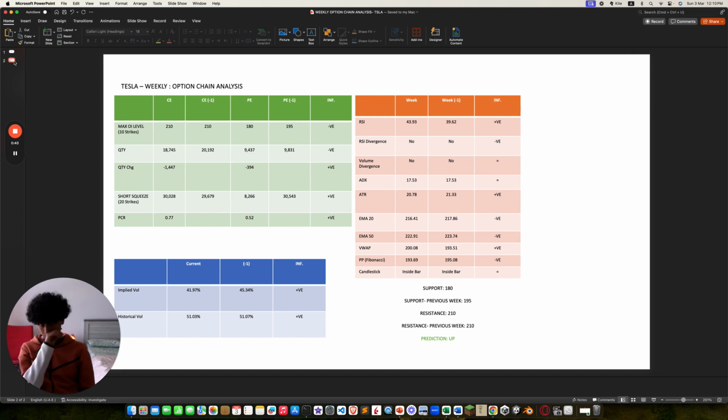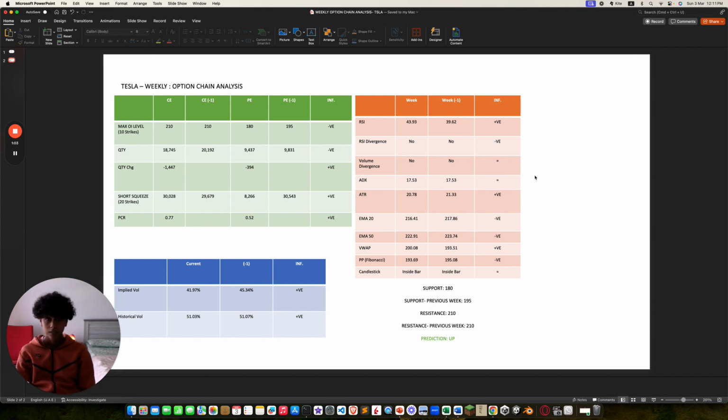RSI has gone up, which is positive. The RSI divergence does not exist, which is negative. Volume divergence does not exist here, which means nothing. ADX is actually the same as last week, which is neutral. ATR has gone down, positive.